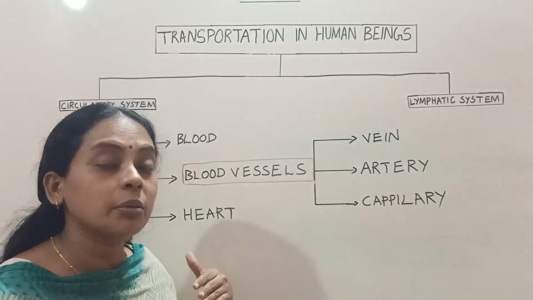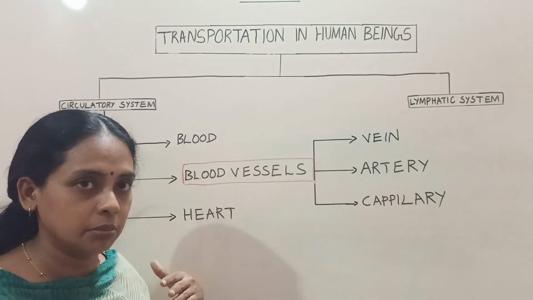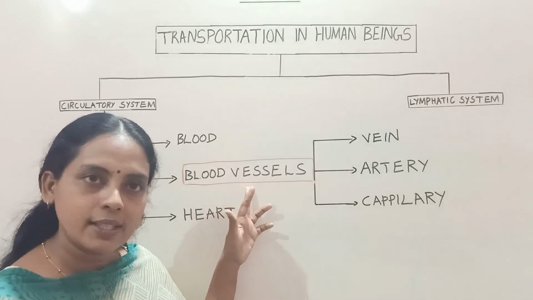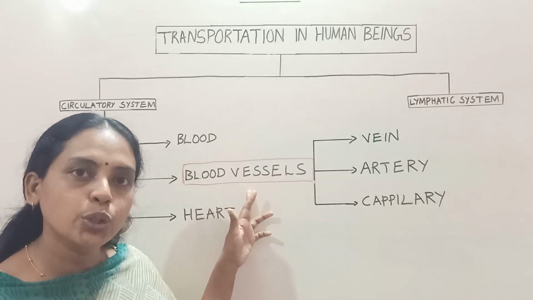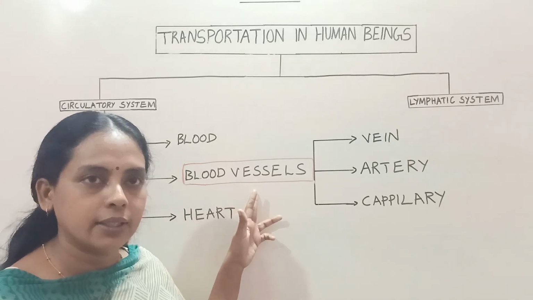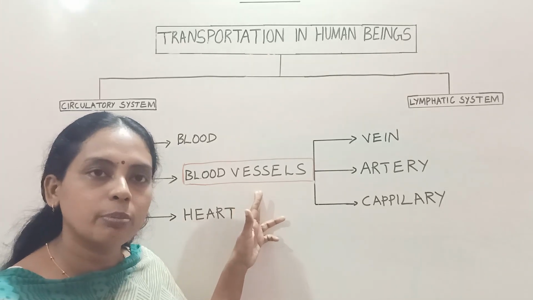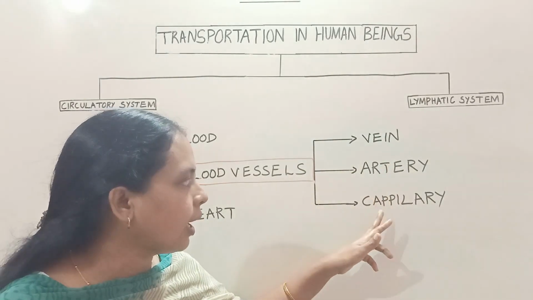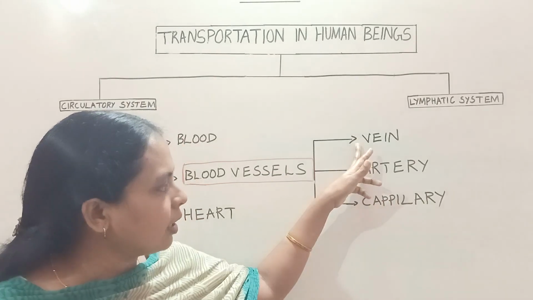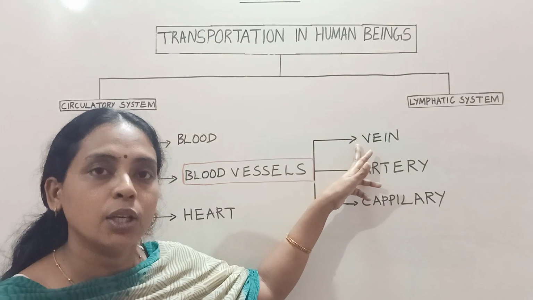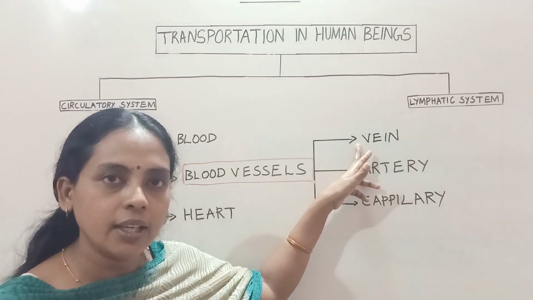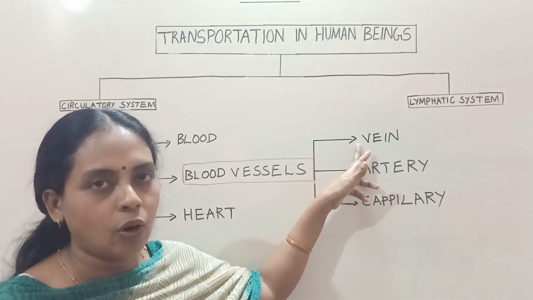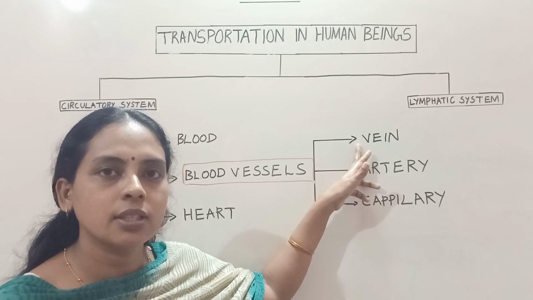The second component of the circulatory system is blood vessels. The blood vessels are elastic tubes which carry blood. There are three kinds of blood vessels. They are vein, artery and capillary. Veins are thin elastic tubes which carry deoxygenated blood or carbon dioxide rich blood.